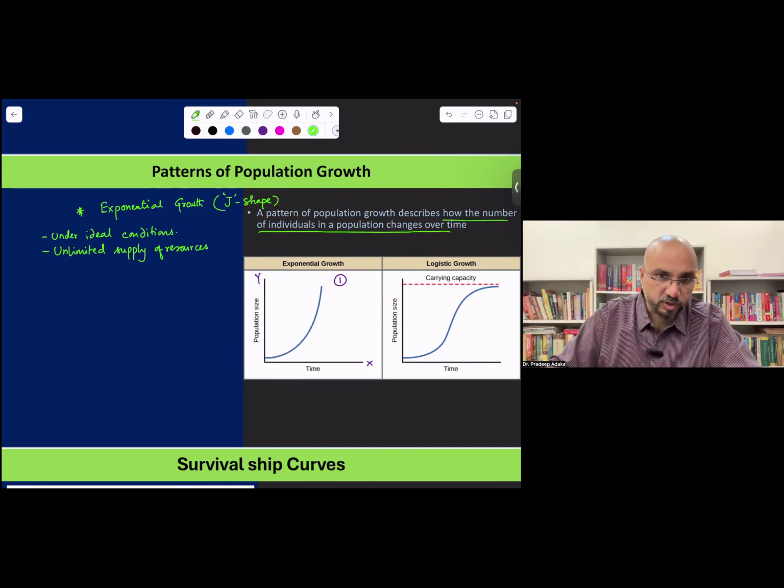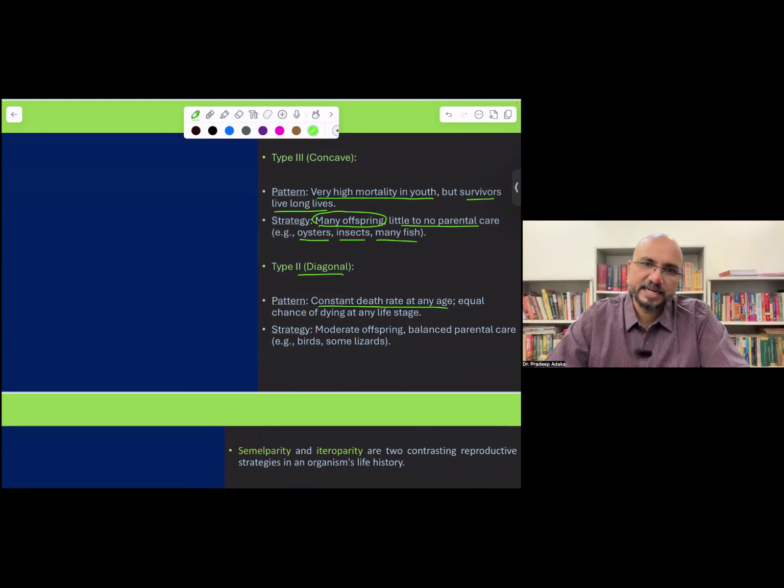Examples are oysters, insects, many fishes, plants. That is the type 3 curve, that is the concave curve. Then there is type 2, where the curve is a straight diagonal line. Type 2 curve, you can see. Right? So in type 2, there is a constant death rate at any age.